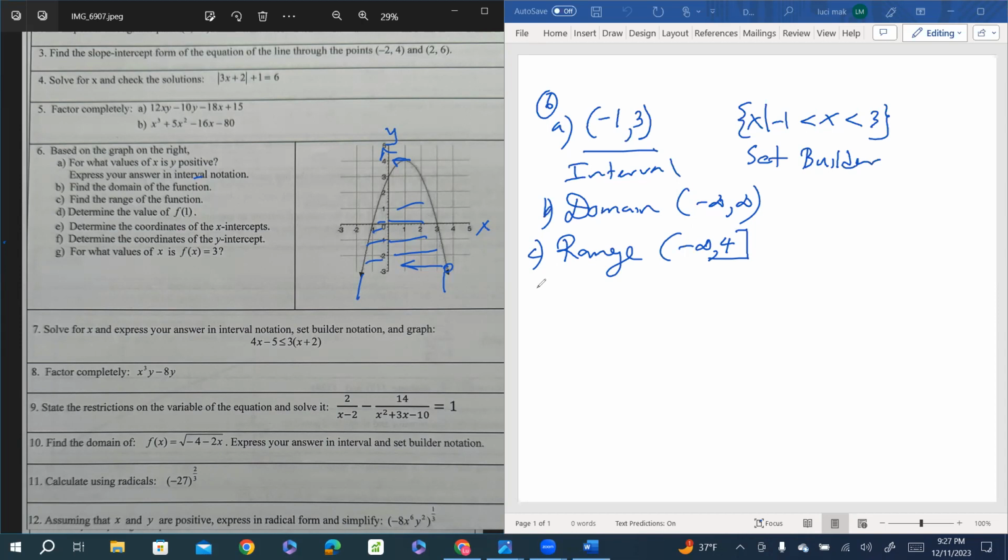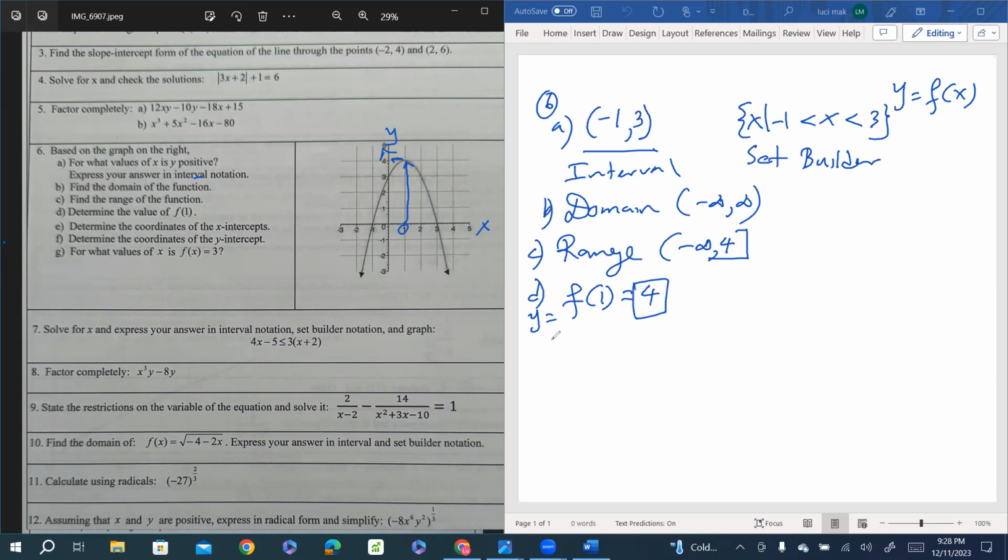Okay. D is determine the value of f of 1. Now you should remember y is the same as f of x. Let me write that. Y is the same as f of x. So what's inside is an x. So they're asking you when x is 1, what's the y value? So let's go to x equals 1. When you go to x equals 1, right here, you look at the graph. So up or down. The up is where you have the graph. So the y value is 4. So f of 1 is 4. Okay.